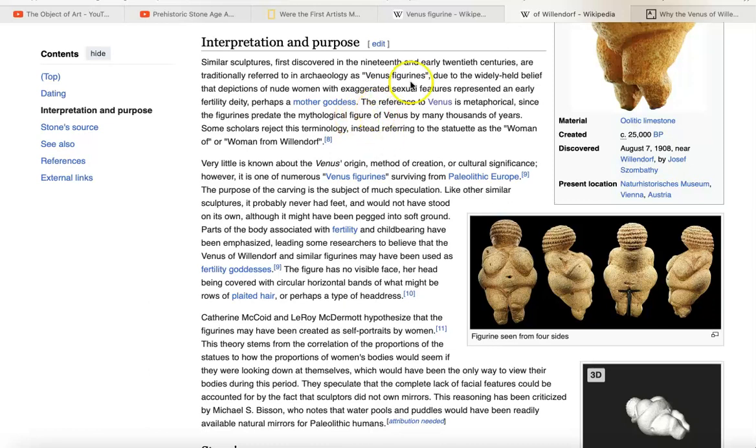All right, so exaggerated sexual features. The reference to Venus is metaphorical since the figurines predate the mythological figure of Venus by many thousands of years. Some scholars reject this terminology, instead referring to the statuette as the woman of or woman from Willendorf. Very little is known about the Venus's origin, method of creation, or cultural significance. However, it is one of numerous Venus figurines surviving from Paleolithic Europe. The purpose of the carving is the subject of much speculation. It sure is.